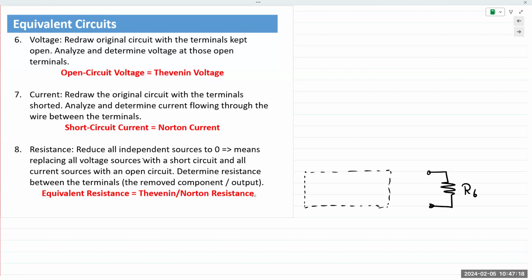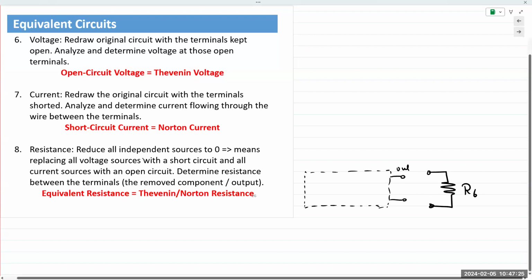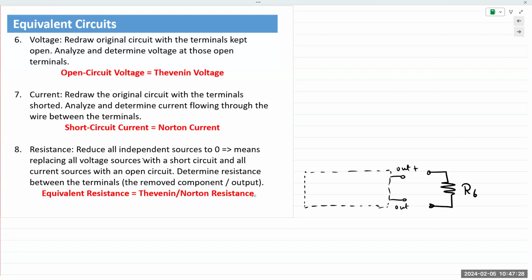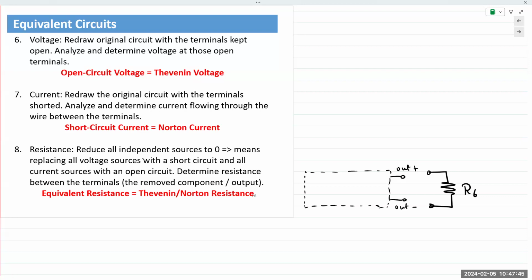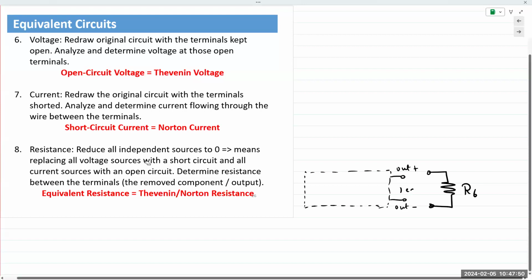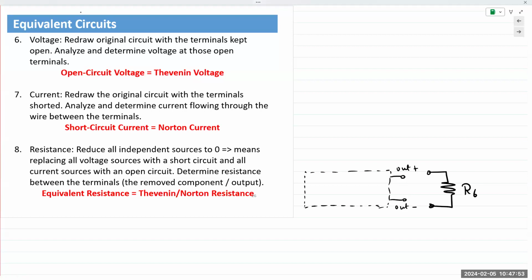I'm still sticking with the example from the previous slides. And this was out plus and out minus, right? Out plus and out minus. So when you remove R6 from the circuit, you're left with an open pair of terminals where nothing is connected. Those are your terminals of analysis. Everything that you do, everything that you measure is done at those 2 terminals. And so the first one is measuring Req between those terminals.